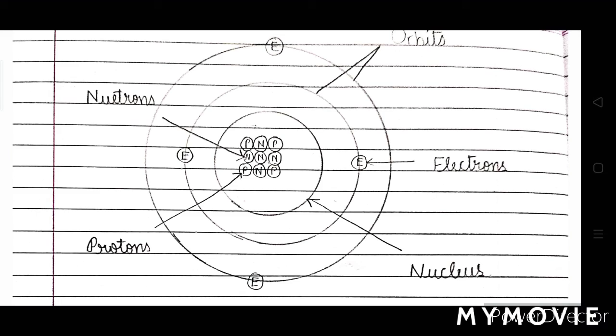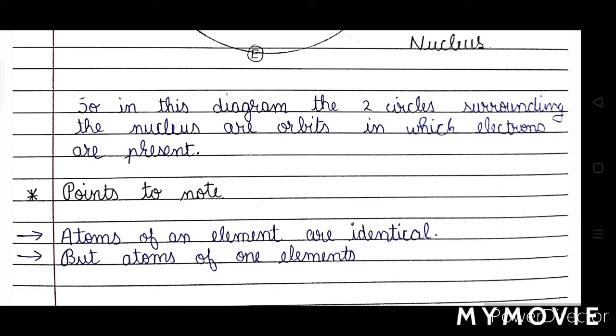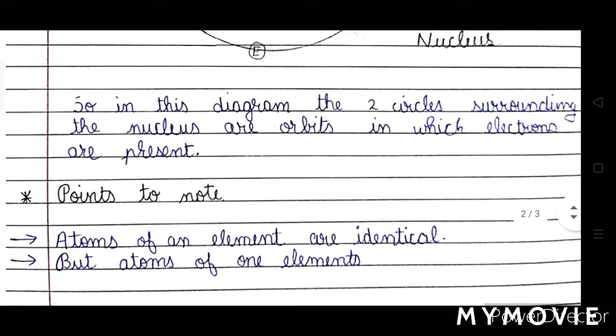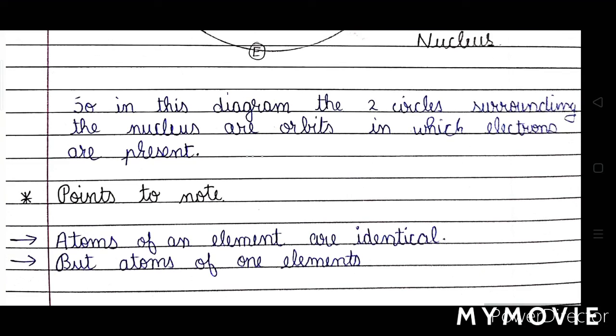After that we can see 2 more circles. They aren't the nucleus, they are the orbits in which the electrons move randomly. The innermost circle is the nucleus. In the orbits, the electrons move randomly around the nucleus. So in the diagram, the 2 circles which are surrounding the nucleus are called orbits, in which electrons are present, that I have already explained to you in the diagram.